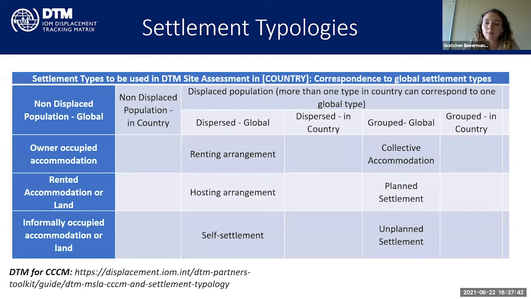The last tool that I wanted to highlight before I turn it back over to you, Brian, is this settlement typologies tool. We work together with UNHCR and IOM Global CCCM colleagues on this, and it's basically a matching tool that helps working groups and clusters and DTM colleagues in countries identify what specific settlement types are used in country by clusters and working groups, and how they link to the global settlement types. So it's a way to match any discrepancies in terminology at the country level with global level terminology. And this is just an effort to keep the link from a data perspective so that we can have more cohesive analysis across countries and even across sectors, even when we have these in-country discrepancies.